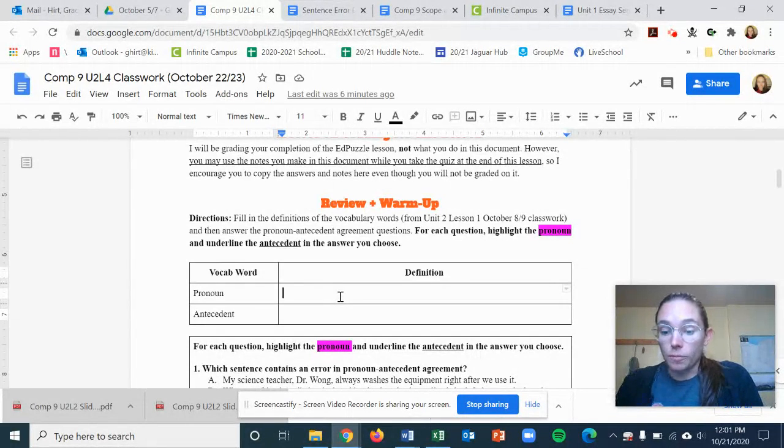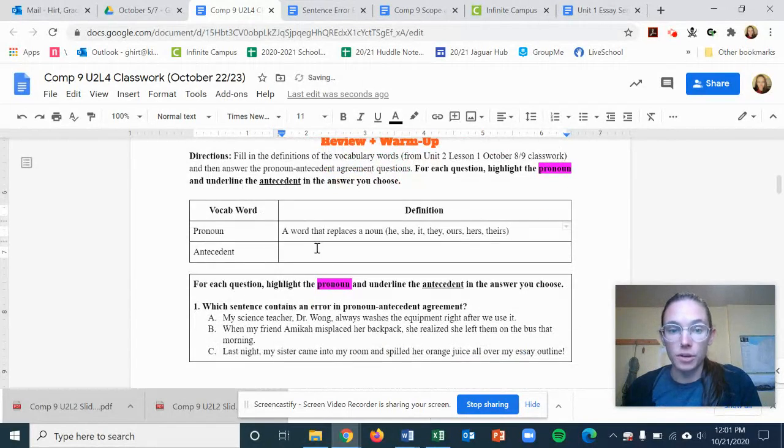Okay, so hopefully you remembered that a pronoun is a word that replaces a noun. So examples would be he, she, it, they, ours, hers, theirs, etc. All of those words are pronouns.